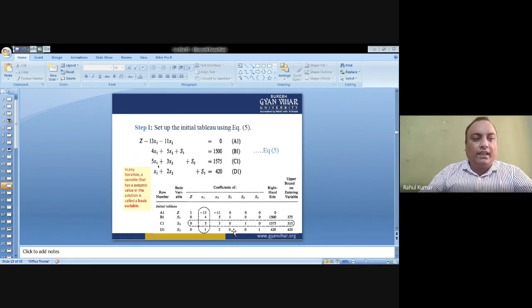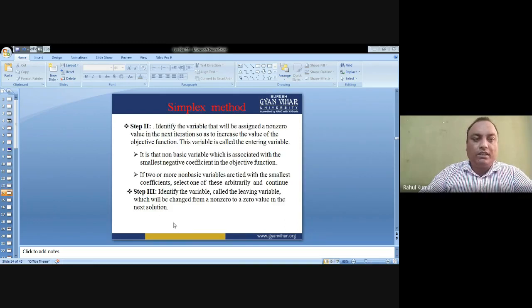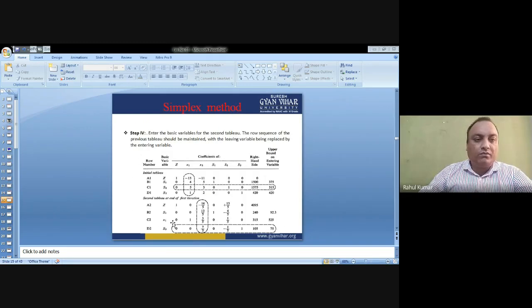And in any iteration, a variable that has non-zero values in this solution is called the basic variable. So this S2 is a non-zero variable, right? This is here a non-zero variable. So first you take this solution and then go to step number 2.